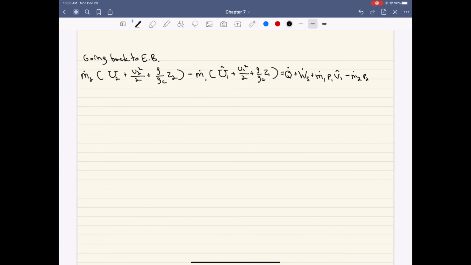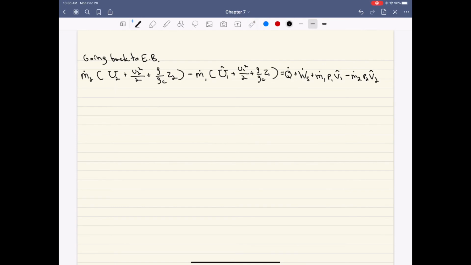P2 V2 hat. Okay, and I want to emphasize the order here. On the left hand side we have stream 2 stuff minus stream 1, but on the right hand side we have stream 1 minus stream 2, right? The reason for that, going back to the previous videos, is that on the left hand side we deal with final minus initial, or output minus input, but on the right hand side we have input minus output. So that's what I mean when I say pay attention to the order.